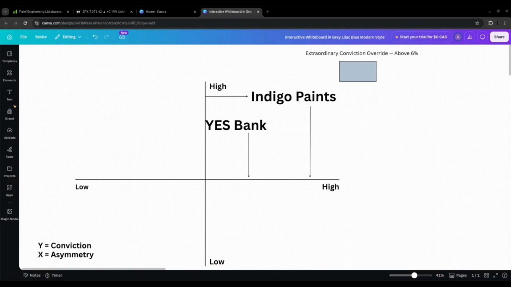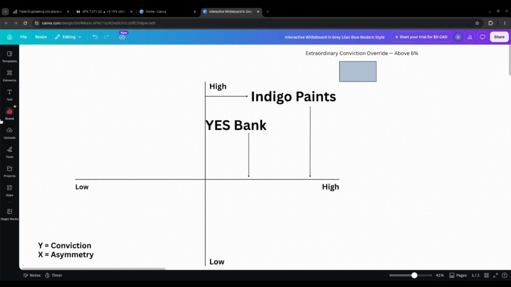Notice where it sits on the grid. It's not a separate zone. It's not a different framework. It's the furthest corner of the maximum size quadrant. The situation where both variables are not just present but confirmed at the highest possible level simultaneously.